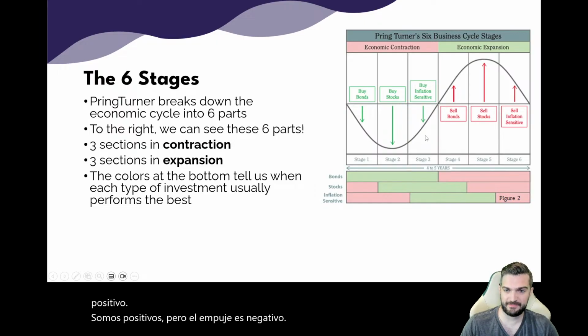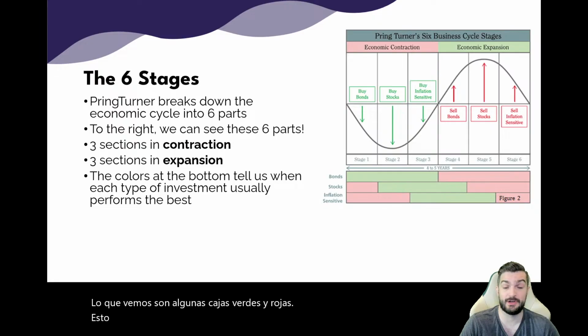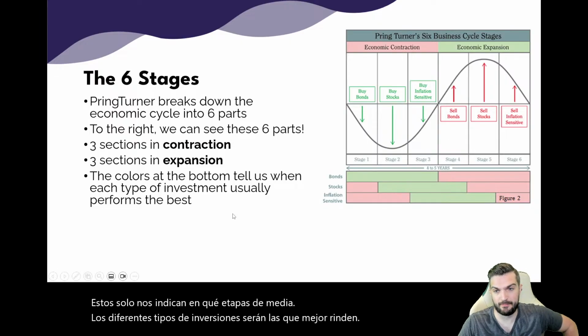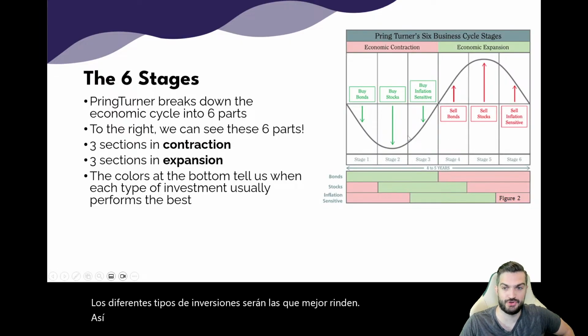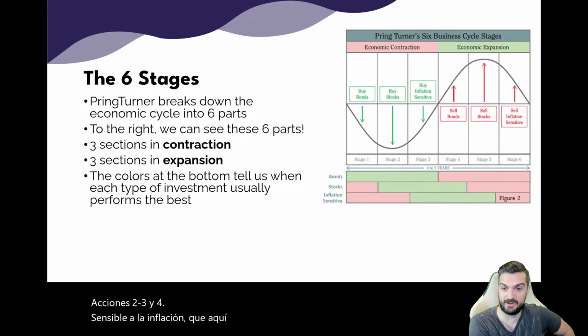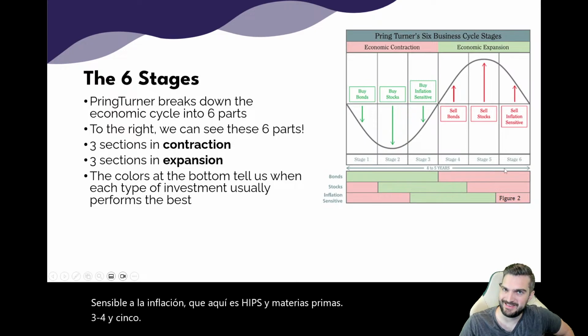And below this chart, what we see are some green and red boxes. These just tell us during which stages, on average, different types of investments will perform the best. So for example, bonds perform the best during stages 1, 2, and 3. Stocks, 2, 3, and 4. Inflation sensitive, which here is TIPS and commodities, 3, 4, and 5. And nothing in 6. Interesting, right?